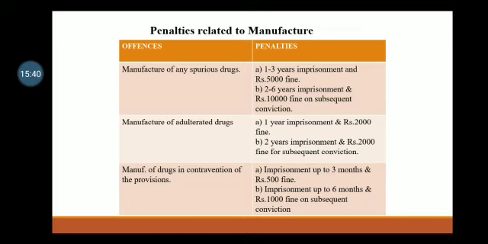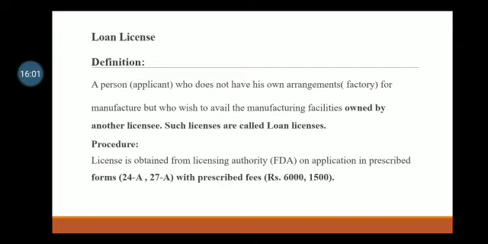The third offence, manufacturing of drugs in contravention of the provisions. Firstly, penalties: imprisonment up to 3 months and rupees 500 fine. On second conviction, imprisonment up to 6 months and rupees 1000 fine on subsequent conviction.